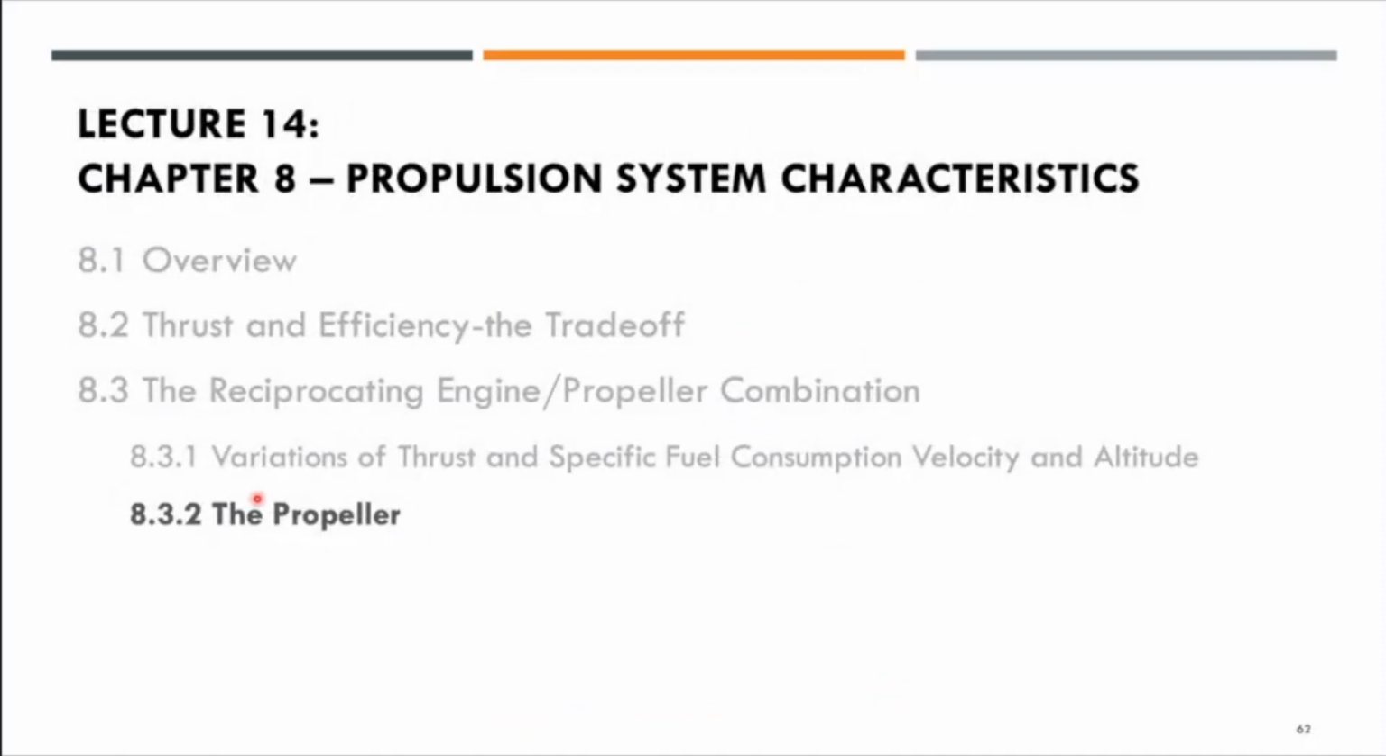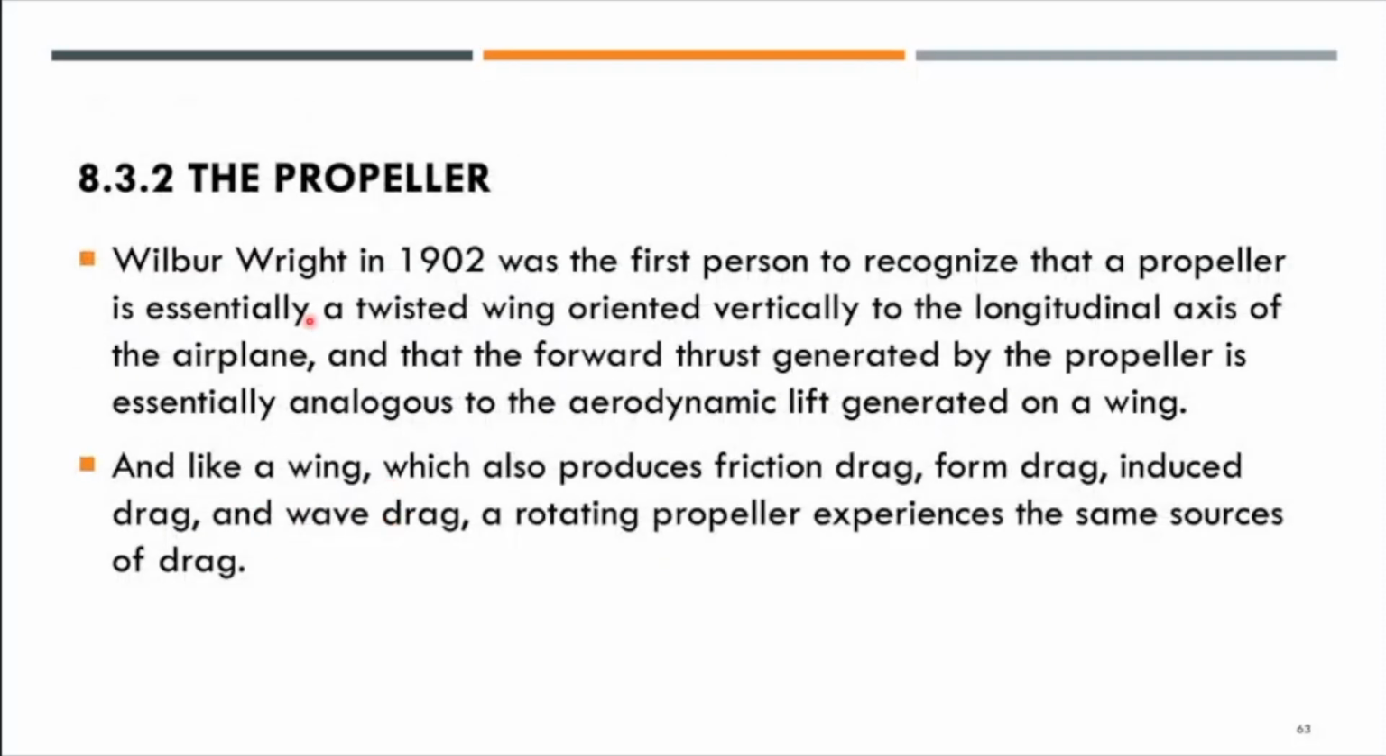Now, the next part is the propeller, 8.3.2. If you look in the history, Wilbur Wright in 1902 was the first person to recognize that a propeller is essentially a twisted wing. We have already looked in detail at the propeller theory. So this is just again to look at the effect of other factors on the performance of a propeller, which is a twisted wing oriented vertically to the longitudinal axis of the airplane.